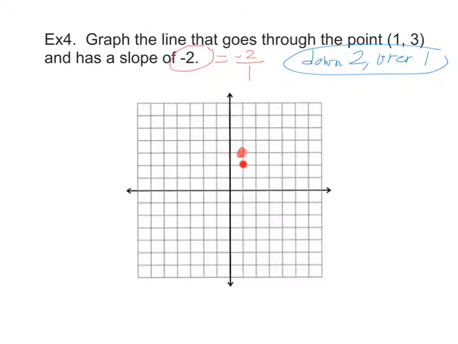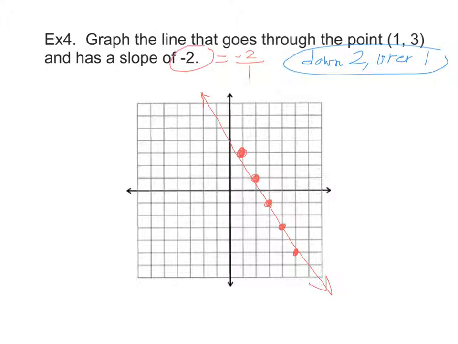From this point, down 2 over 1, and put a dot. Do it again. From this dot, down 2 over 1. Again, down 2 over 1. There's another one. Down 2 over 1. You can continue this as long as you need to get a good picture of the graph. There it is.